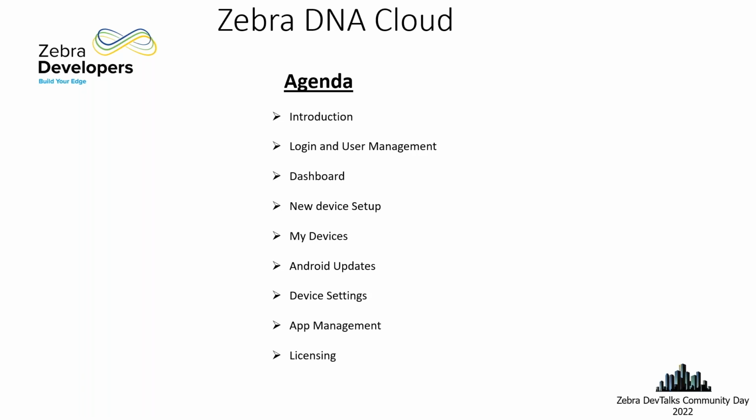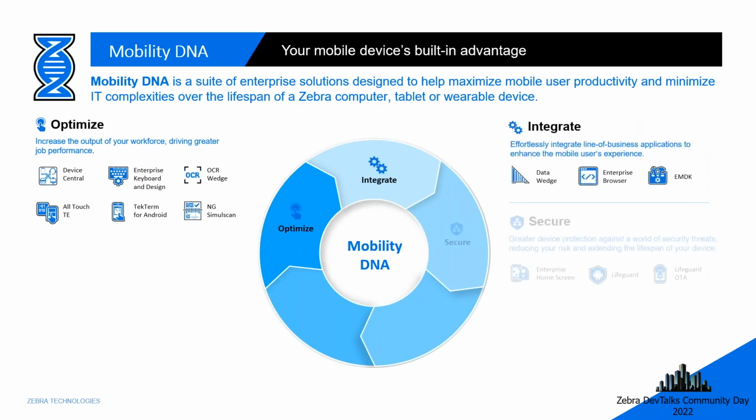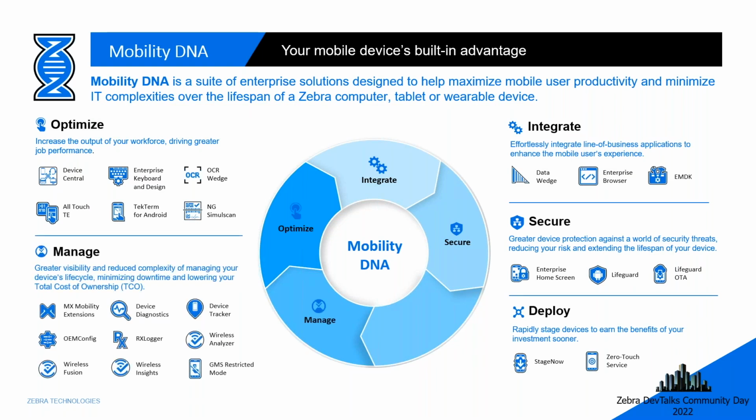Okay, I'll move to the next slide. This slide talks about Mobility DNA. Zebra provides a suite of enterprise solutions designed to help maximize mobile user productivity. You can see the different applications: Enterprise Keyboard, then MX for device configuration, Enterprise Browser for running the customer's line of business applications, then LifeGuard OTA for updating your operating systems. All these things we are providing as separate solutions.